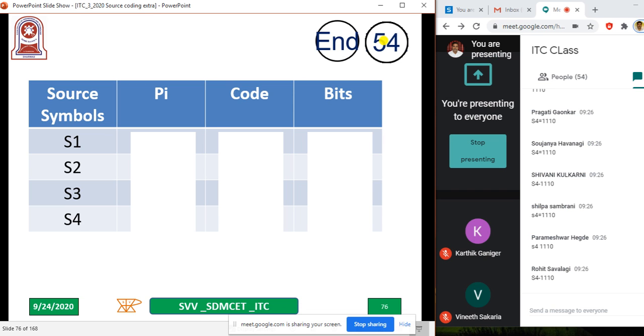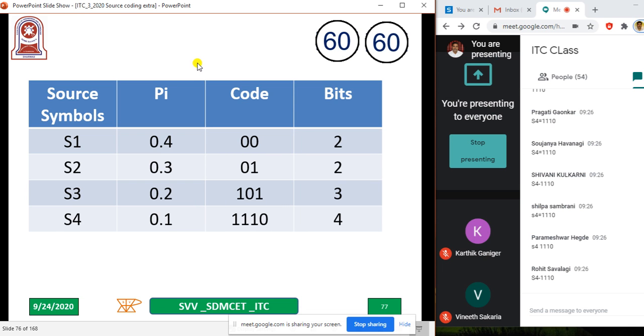I'll show you the screen. This is what you are supposed to write. S1, S2, S3, S4, their codes, their probabilities, and total number of bits. This table should be ready. Whatever be the given problem, the procedure will remain the same. I'll wait for another 5 seconds. So let us go to the next.